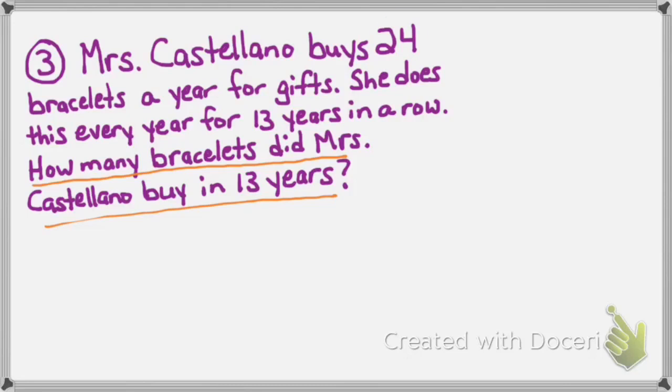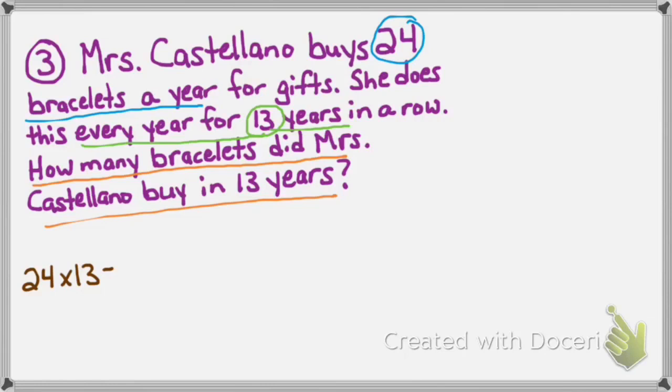Now let's go back and see what I know. I know that she buys 24 bracelets every year. I know that she does this for 13 years in a row. Every single year it's 24 bracelets. So it's the same number over and over again. That tells me this is going to be a multiplication problem. 24 times 13 equals blank.